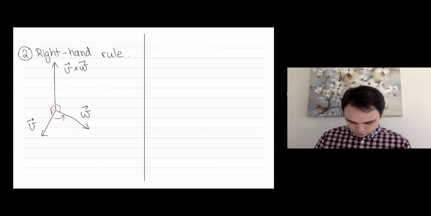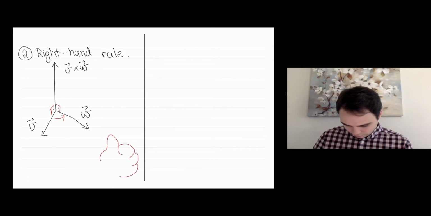So here, let me try to draw a hand. So here's a hand. Okay. No. Okay. Here's Mickey's hand.